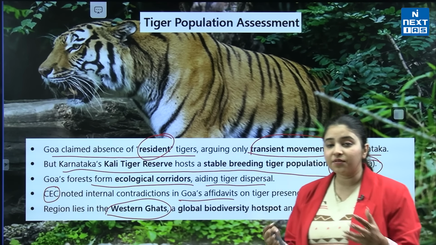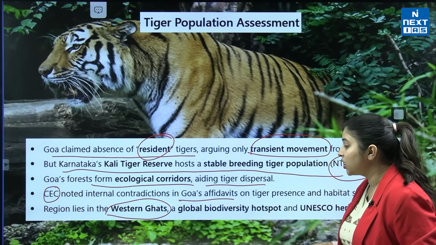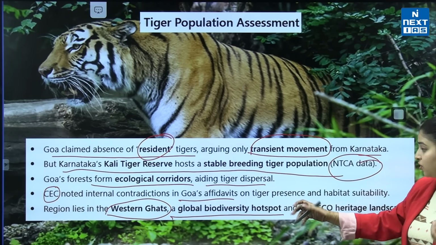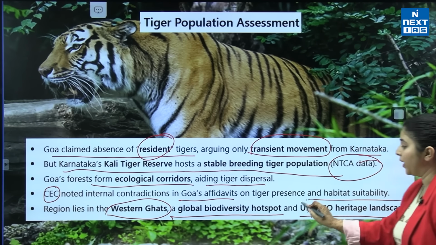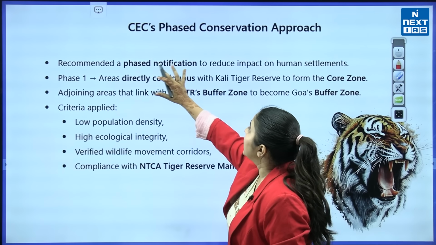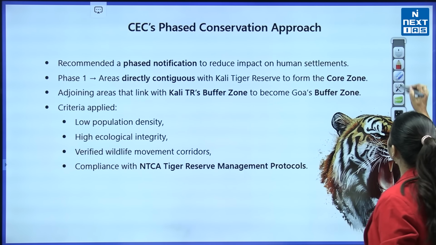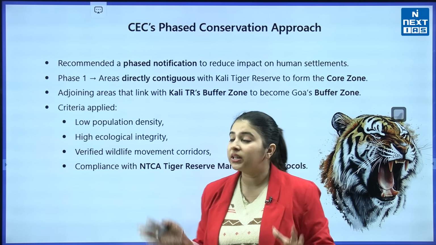Now again, as I've already mentioned, Goa has a very important biodiversity hotspot, which is the Western Ghats, a global biodiversity hotspot and a UNESCO heritage landscape as well. Moving forward, let us understand the CEC phased conservation approach. Now let us understand what is the approach that CEC has recommended in this whole case.